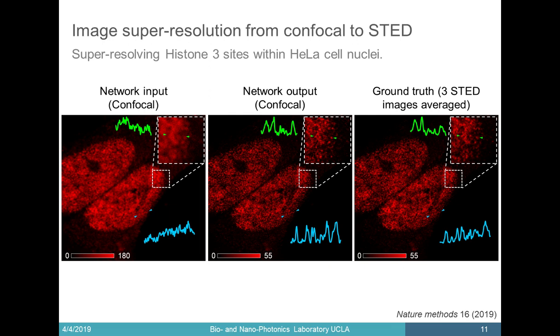So next, we can also apply this confocal to STED image transformation framework to super resolve histone 3 distributions within fixed HeLa cell nuclei. You can see here the network input, output, and ground truth images show that the network successfully improved the resolution of a confocal microscope image, matching the STED image of the same nuclei. We draw the green and the yellow cross-section profiles to confirm this agreement.